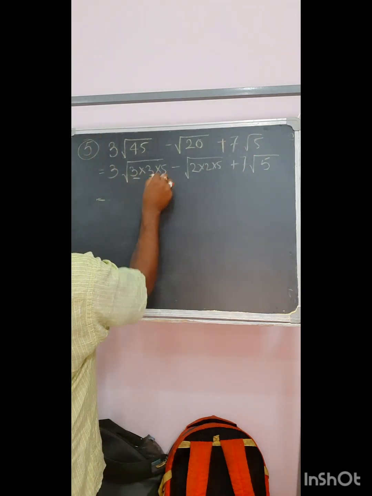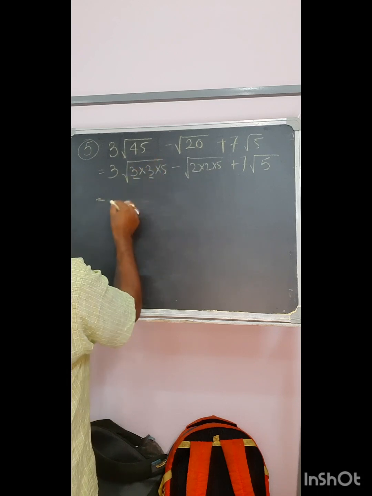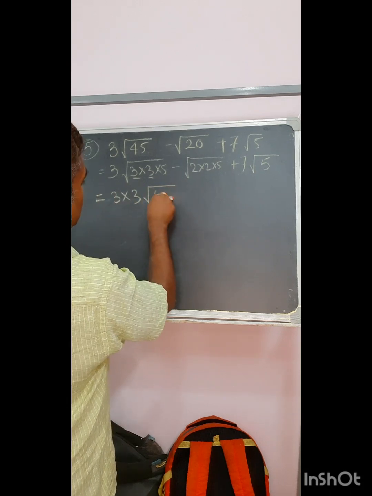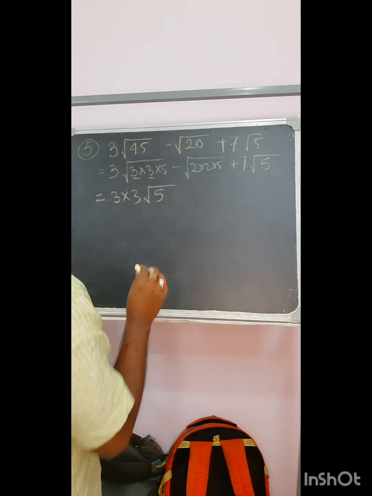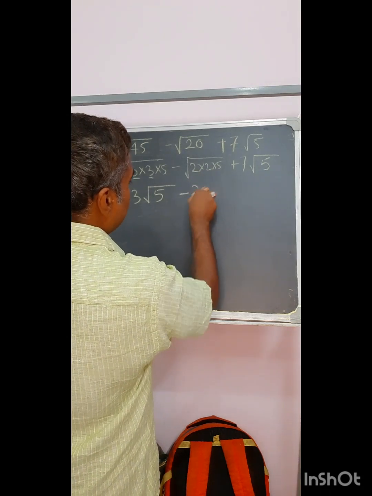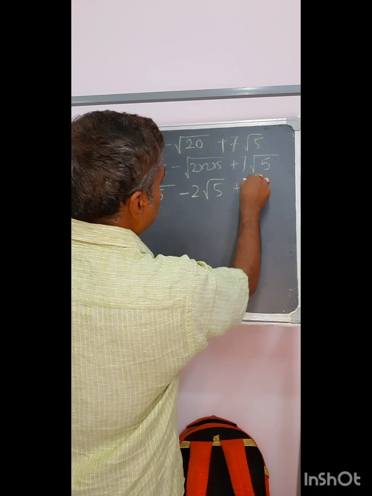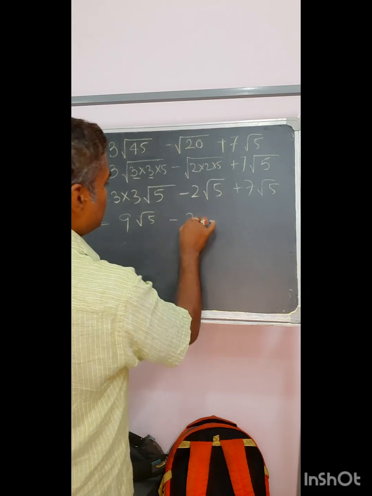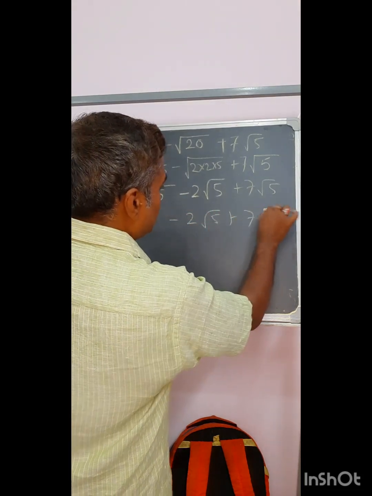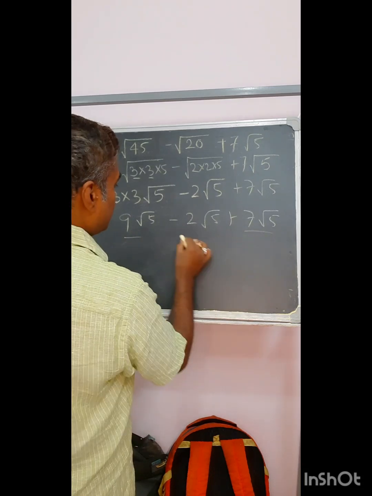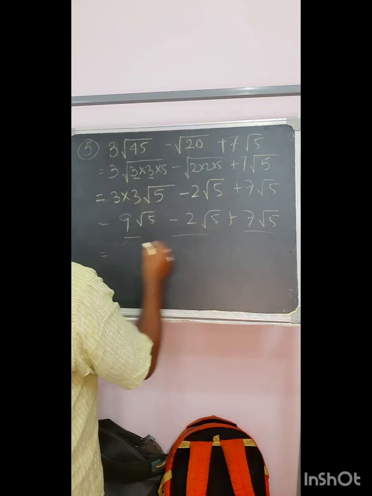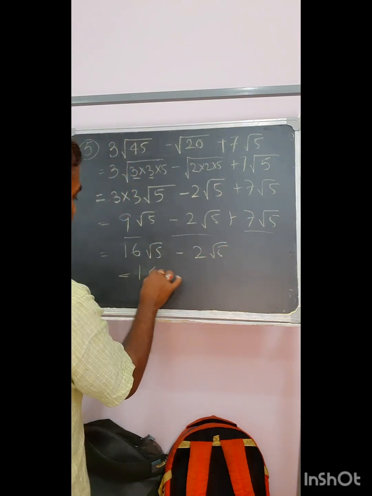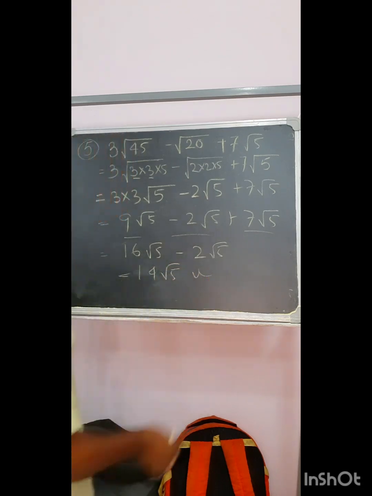Here, as it is a square root and there are two 3s, I can bring 3 out, and the remaining irrational number I will leave as it is. The other way, I will also bring 2 outside the root 5, then the remaining will be as it is. Now if I calculate, it is 9 root 5 minus 2 root 5 plus 7 root 5. Taking the plus signs together and the minus sign separate, I get 16 root 5 minus 2 root 5, which gives you 14 root 5. This is your answer after simplification.